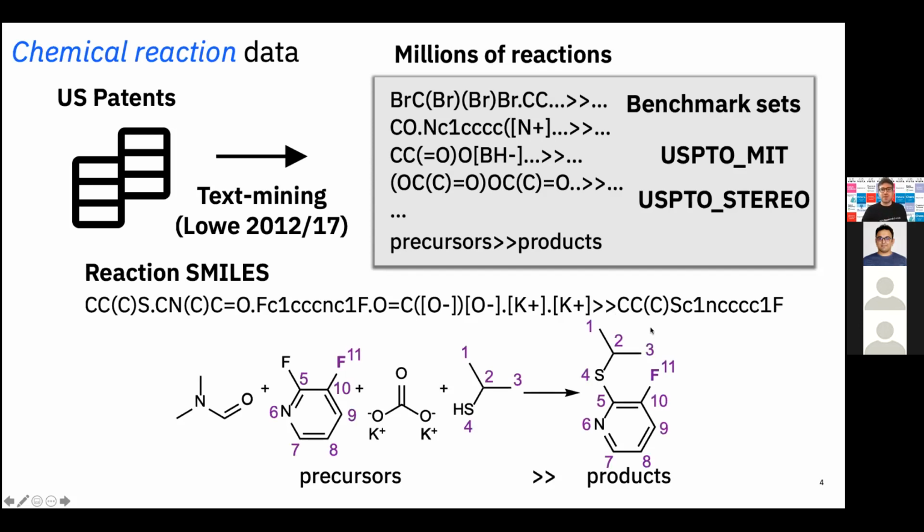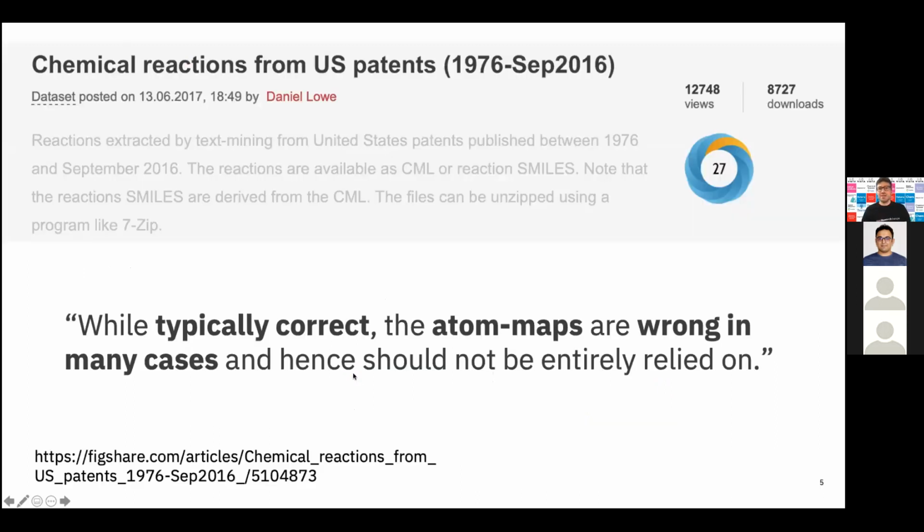During my talk, I will talk about atom mapping, and what I mean by atom mapping, because this is not something that everyone knows, is that every atom in the product is mapped back to the corresponding atom in the reactants. And Daniel already warned us in his dataset description that, while typically correct, atom maps are wrong in many cases. And this motivated me and colleagues at IBM Research to primarily develop atom-mapping-independent methods.